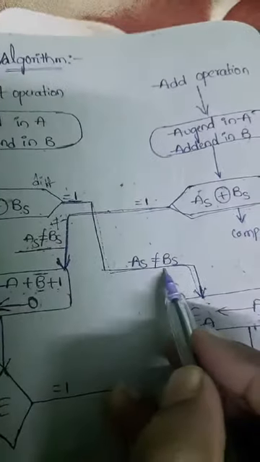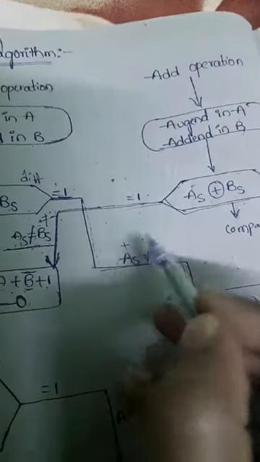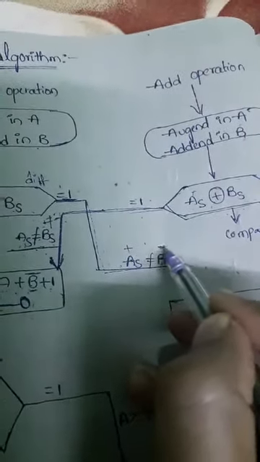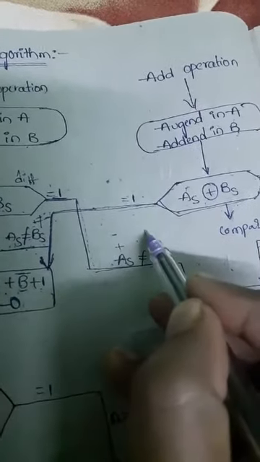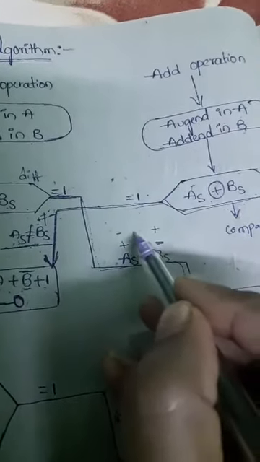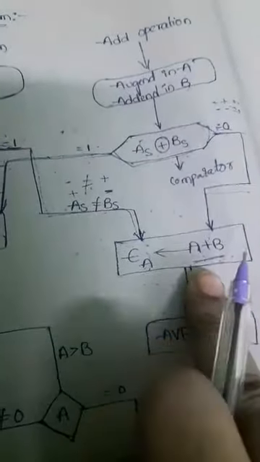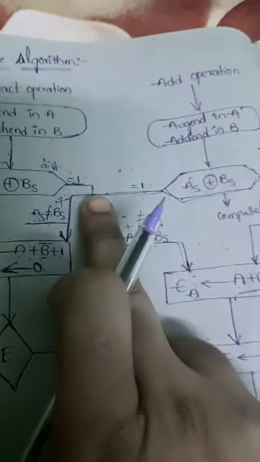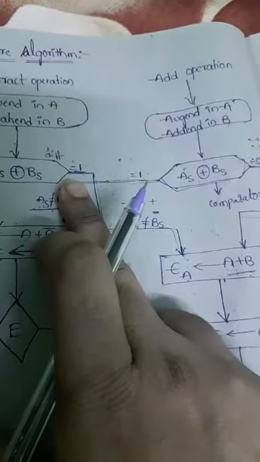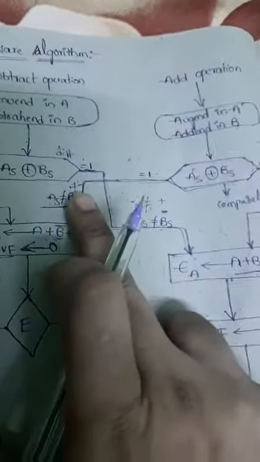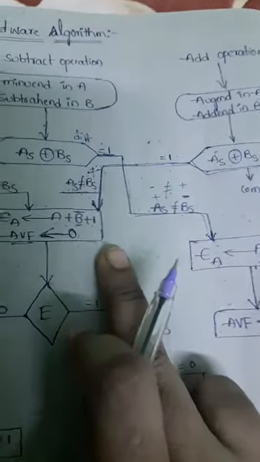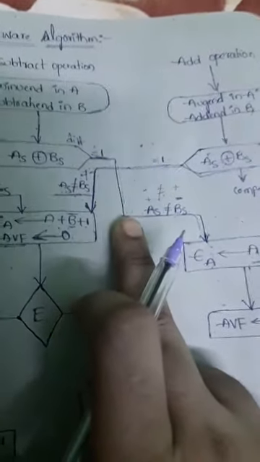That means both the signs are different, like AS may be positive and BS negative, or AS negative and BS positive. That's why these two are not equal, so we get the addition output. If both the signs are different, like 0 1 or 1 0, then we perform the exclusive OR operation and get the result as 1.